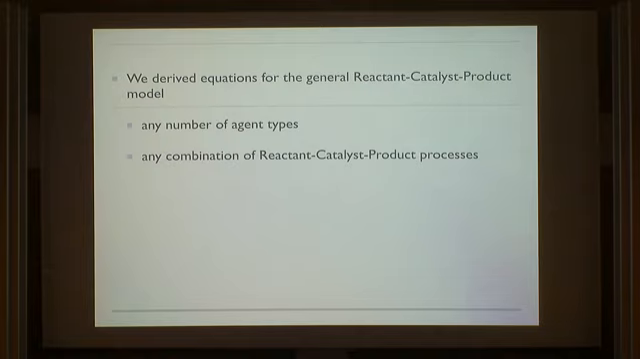So from this reactant catalyst products model, it's important to say that we can write it down for any number of agent types. So it might be that you are concerned about the fact that the way that individuals behave depends on how old they are. We can represent that by having many different ages and just having a process of aging where we switch between different types. And also any combination of these reactant catalyst products processes can be added into our model and analysed in the same way.